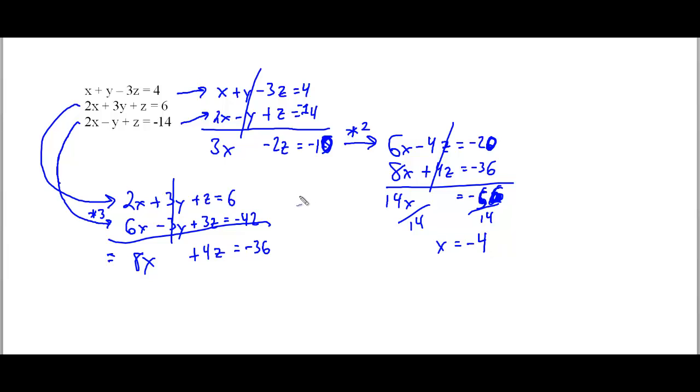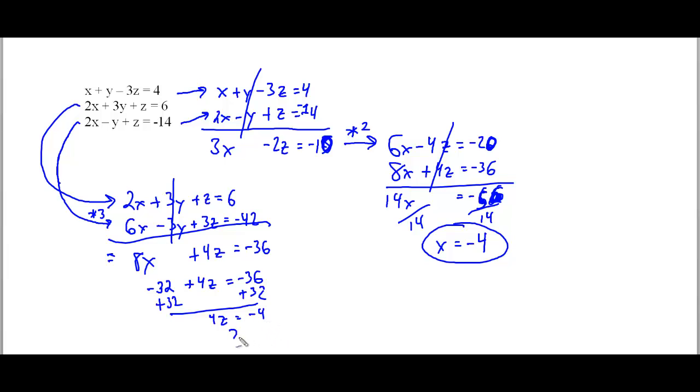So now what I'm going to do is take that negative 4 and plug it back into one of these two equations. I'm going to choose this equation down here just because there's fewer negatives. So now that I know my x, I'm going to go 8 times negative 4, which is negative 32, plus 4z equals negative 36. Get to add 32 to both sides. Ooh, this is going to turn out pretty nice. So 4z is equal to negative 4. Z is equal to negative 1. All right. So, nice whole number answers.